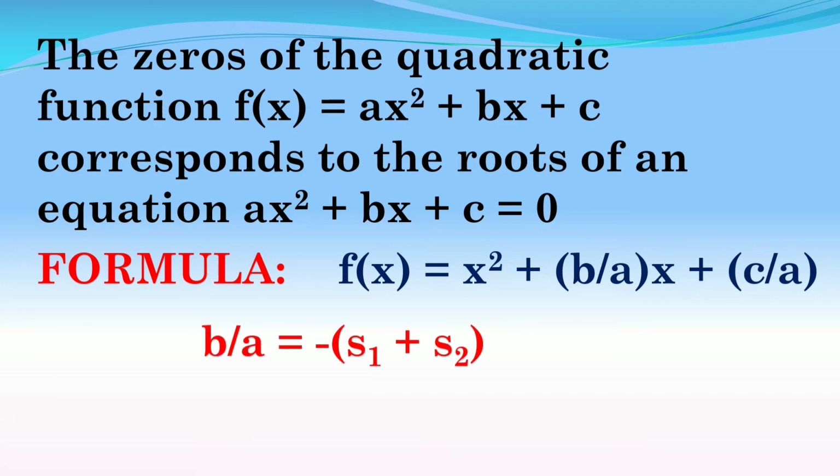So, s sub 1 plus s sub 2 times negative. So, ini-negative po natin siya pagkatapos natin siyang i-add. At yung c over a naman ay s sub 1 times s sub 2. So, ita-times lang po natin yung dalawang zeros sa c over a. At sa b over a naman, i-add natin yung dalawang zeros at i-multiply natin sa negative. So, then, pag nakuha na natin si b over a, substitute lang natin siya dito sa ating quadratic form. Ayan. Then, si c over a din.